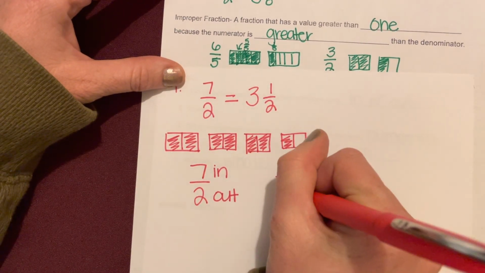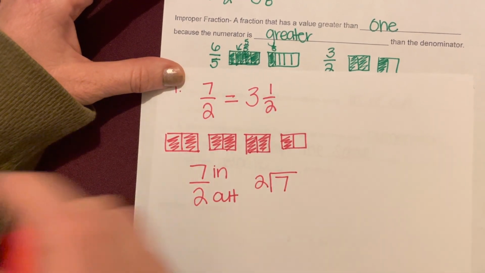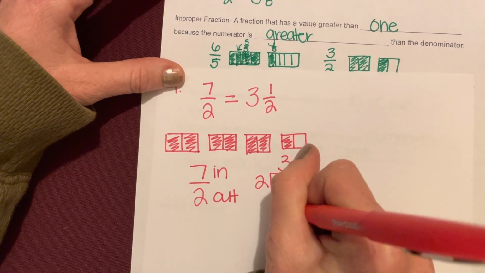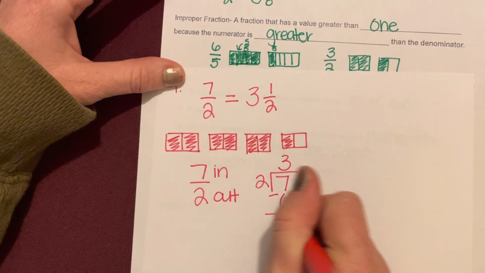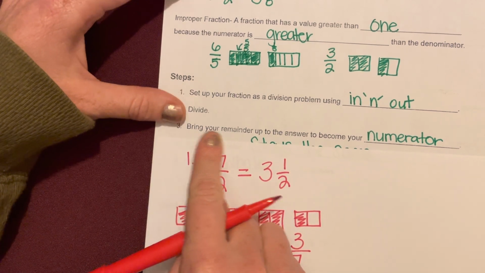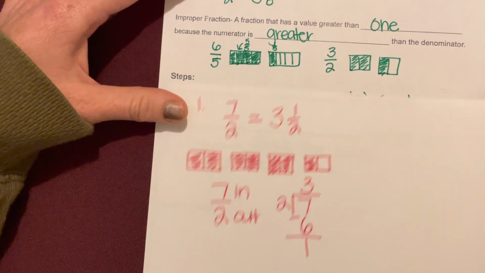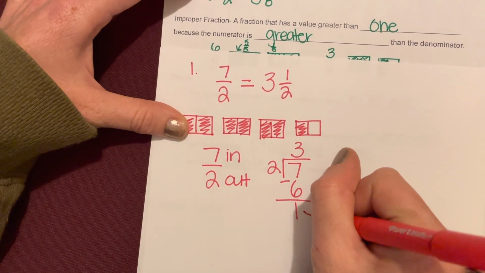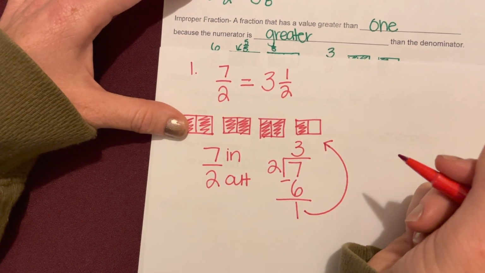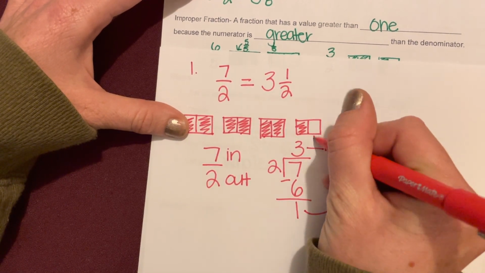So I'm going to put 7 inside, 2 outside. 2 goes into 7 3 times. 3 times 2 is 6. 7 minus 6 is 1. Step number 3, bring your remainder up to the answer to become your numerator. So remember, 3 is my answer. So I'm going to bring that 1 up and it becomes my numerator. Remember, down denominator, up numerator. Okay, so that 1 goes on top.